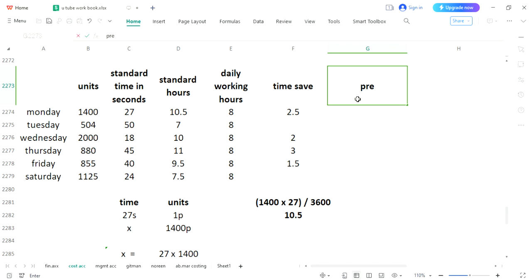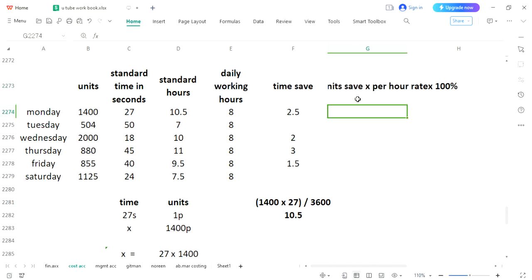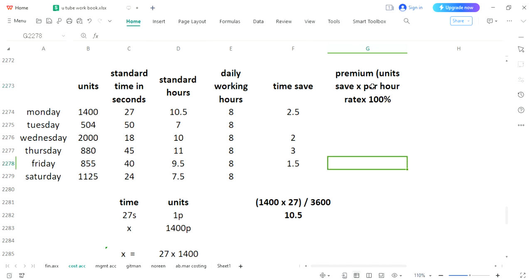As you know, 100% premium would be given, and premium is given 100%. And how would this 100% be given? Units saved would be multiplied by per hour rate and again multiplied with 100%. So this was your formula, and since there is a space issue, let me see. Yes, it is completed. So kindly note it down.